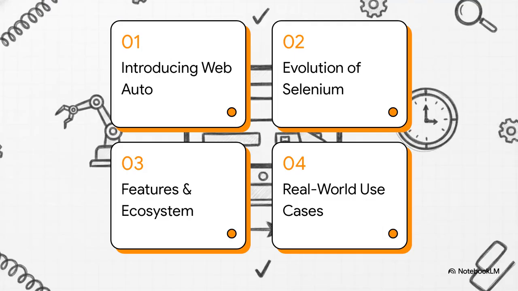Okay, let's dive into this. Here's our roadmap for today. First, introducing web automation. Second, we'll look at the evolution of Selenium. Third, we'll break down the core features and ecosystem. And finally, number 4, some real-world use cases. Let's get right to it.